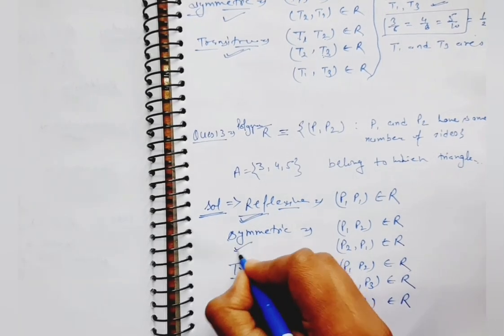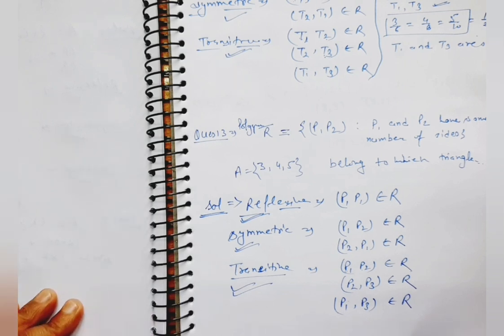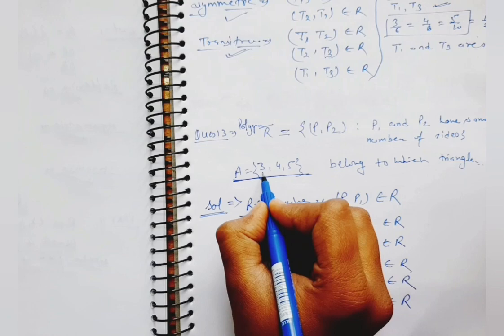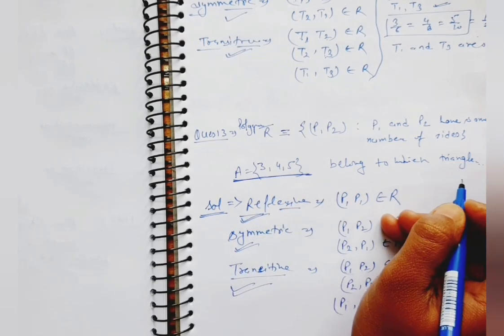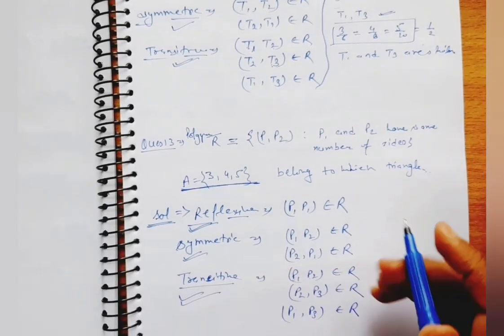So this relation is an equivalence relation. Now we have to show, in part 2 of this question, that the given set A, 3, 4, 5, belongs to which triangle. Which triangle does this belong to? That you have to show.